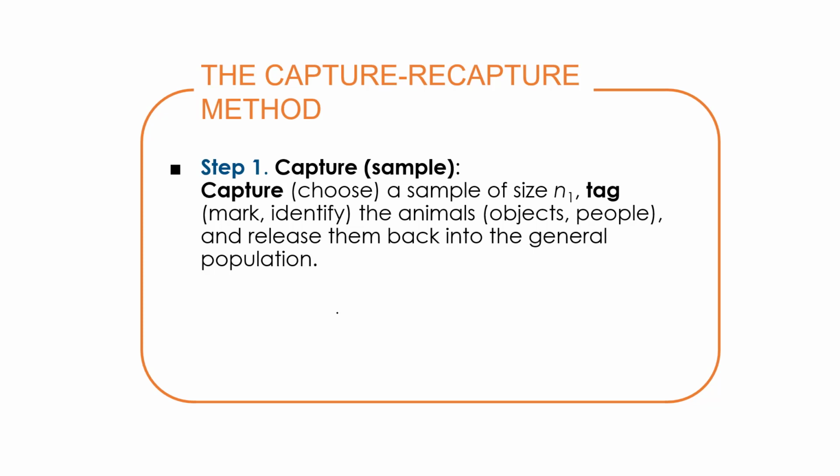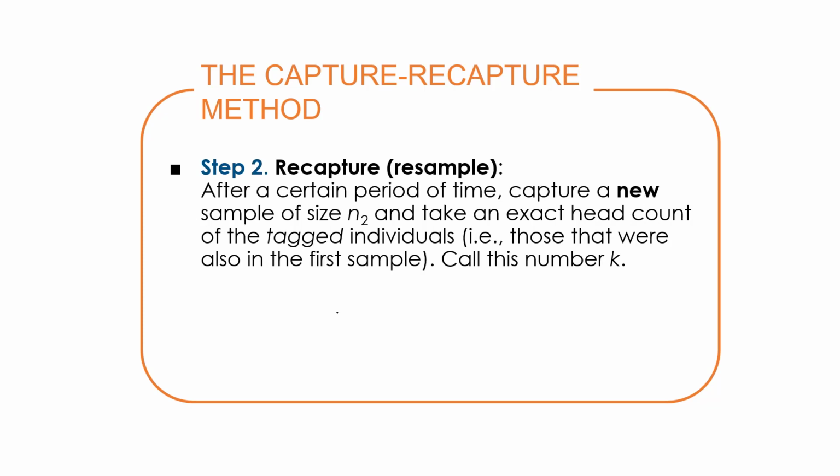Step 1, capture, get a sample. Choose a sample of size n1. Tag, mark, identify the animals, objects, or people, and release them back into the general population. Step 2, recapture. After a certain period of time, capture a new sample of size n2 and take an exact head count of the tagged individuals, i.e. those that were also in the first sample. Call this number k.